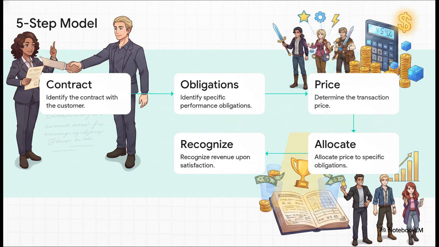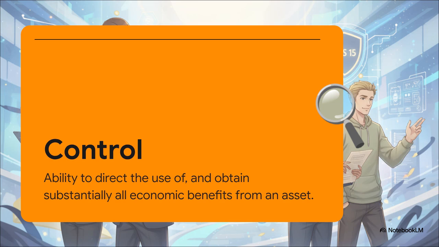This flow guides you seamlessly from the very first handshake all the way to recording the numbers on your income statement. So what actually triggers that final step? How do you know an obligation is truly satisfied? Well, it all comes down to transferring control. Control simply means the customer now calls the shots. They have the ability to direct the use of the product, and they reap substantially all of the economic benefits from it. Once the risks and rewards are officially in the hands of the customer, and they have physical possession or legal title, control has transferred, and boom, you can recognize the revenue.